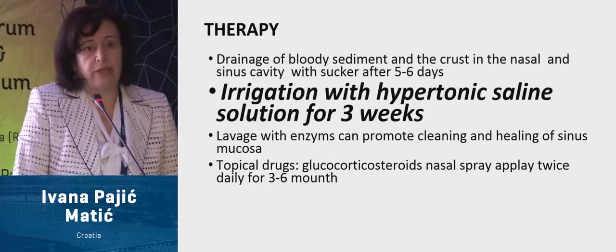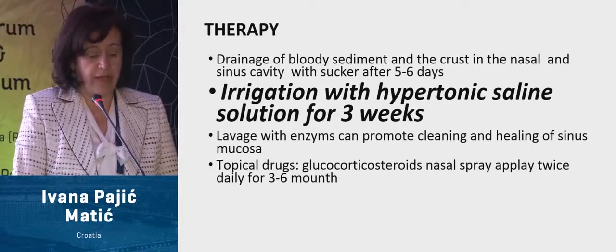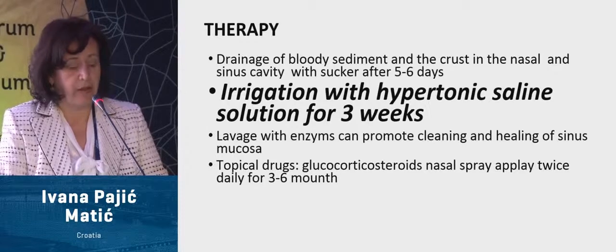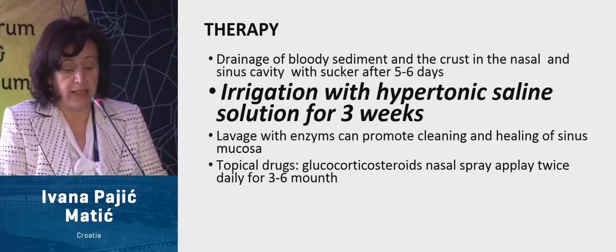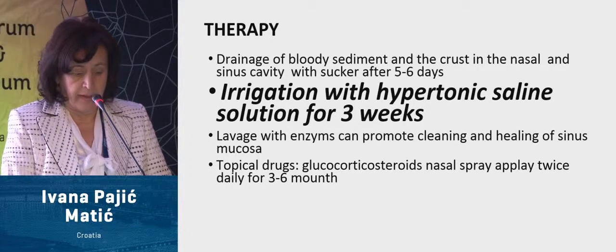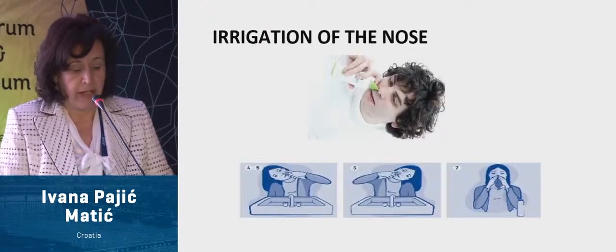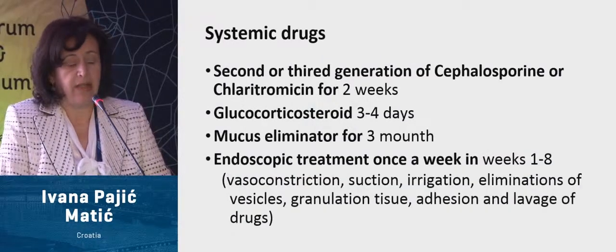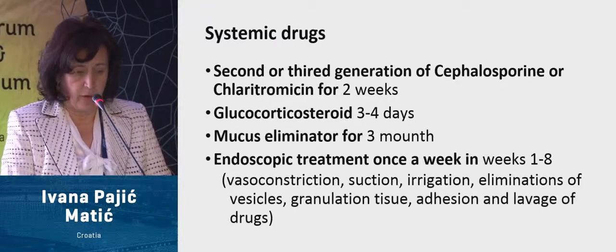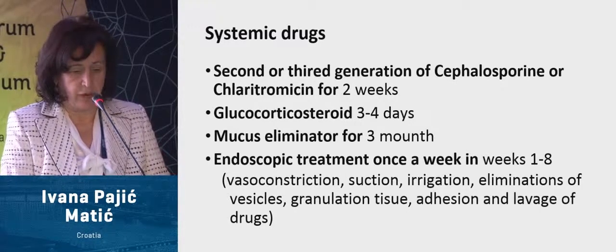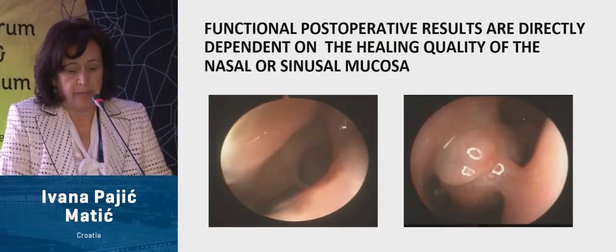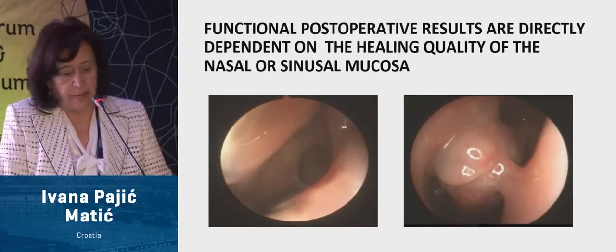In the therapy, we should say the most important thing is to irrigate with hypertonic saline solution for 3 weeks. It can also be lavage with enzymes. It can promote cleaning and healing of the sinus mucosa. Topical drugs can also be good. This is the way of irrigation of the nose. Systemic drugs can also be prescribed. It depends on the etiology of the pathology for the endoscopic sinus surgery.